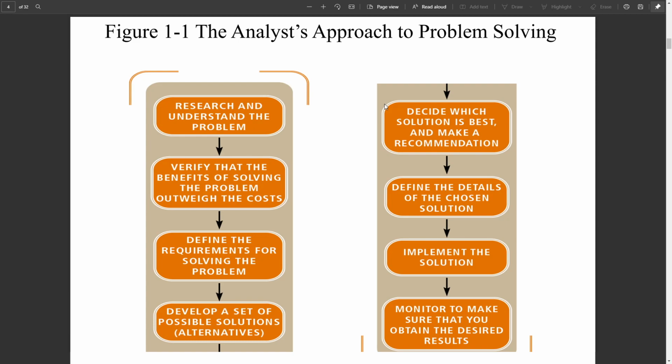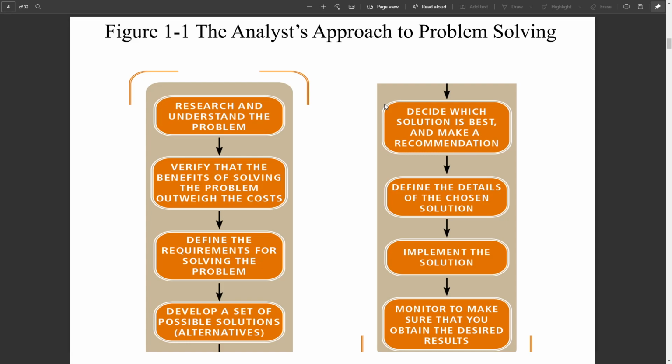Okay? So what are the necessary features that we need? Ano yung mga use cases we need for this system? And now we develop a set of possible solutions and alternatives right after that. And decide which solution is the best and make a recommendation. And one thing that we would consider to decide the best solution, we must always consider one thing: the cost.